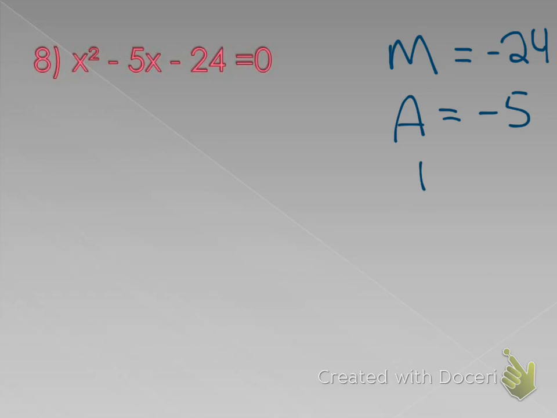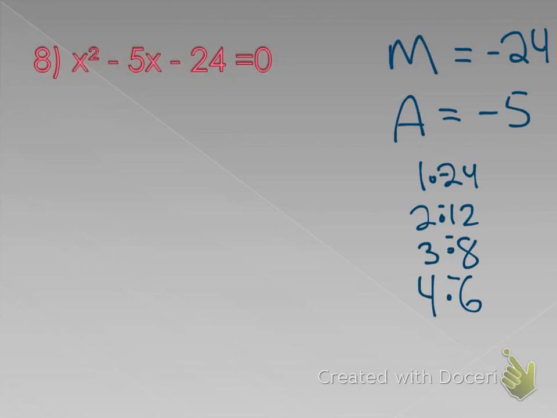All right, 24 has a bunch of factors. We have 1 and 24, 2 and 12, 3 and 8, 4 and 6. I just said I want the larger one to be the negative on each of these. All right, anyone know the winning combination? 3, negative 8. 4, negative 6 would give us a negative 2 in the middle, but we want a negative 5 in the middle, so double check that.